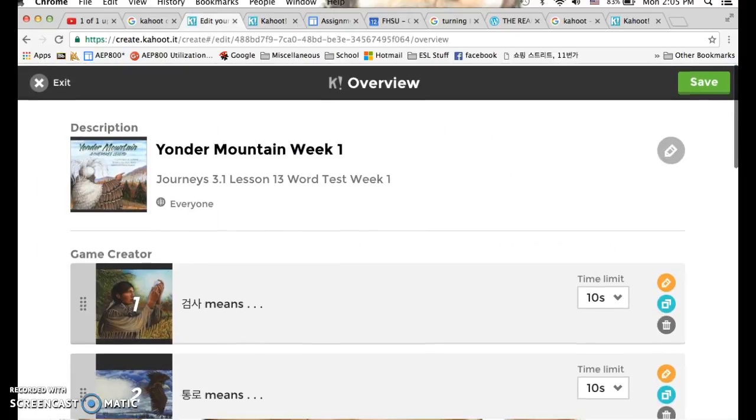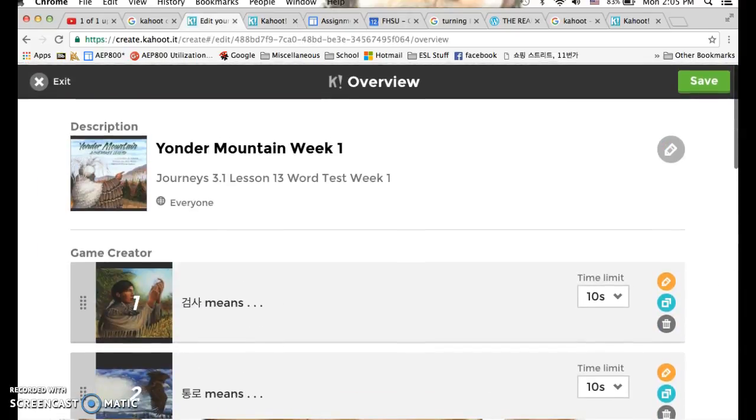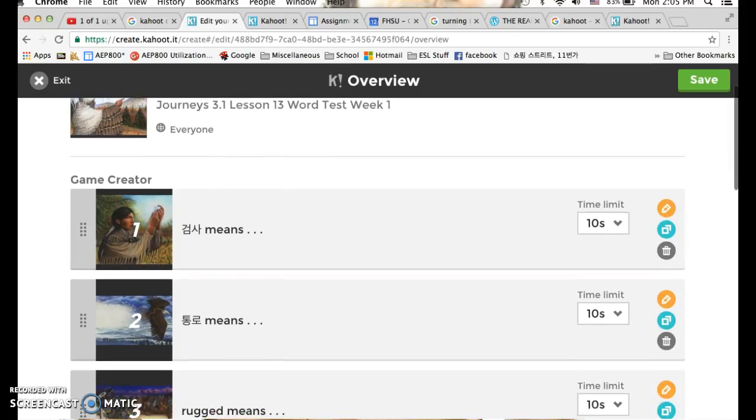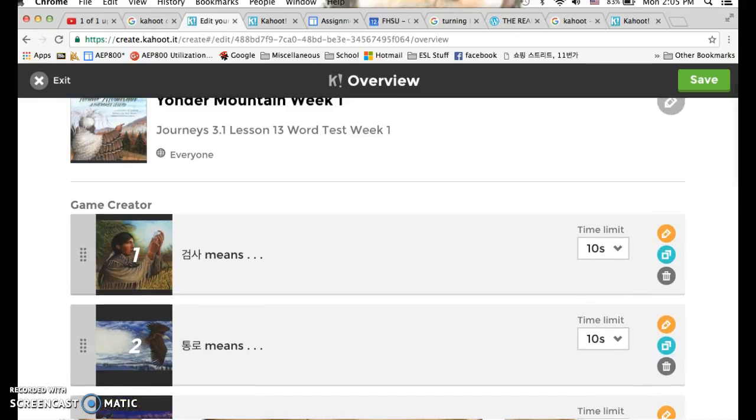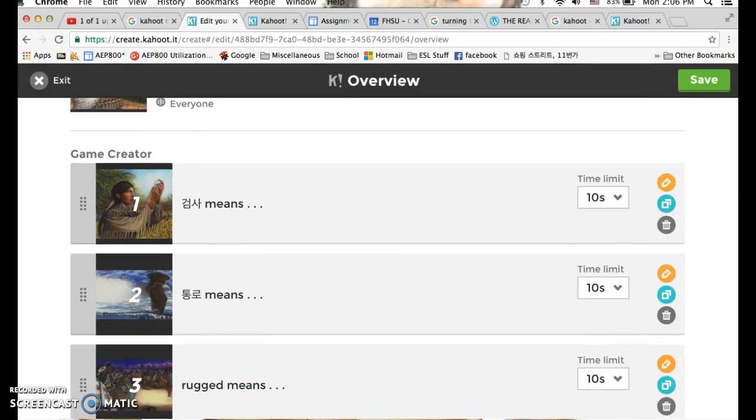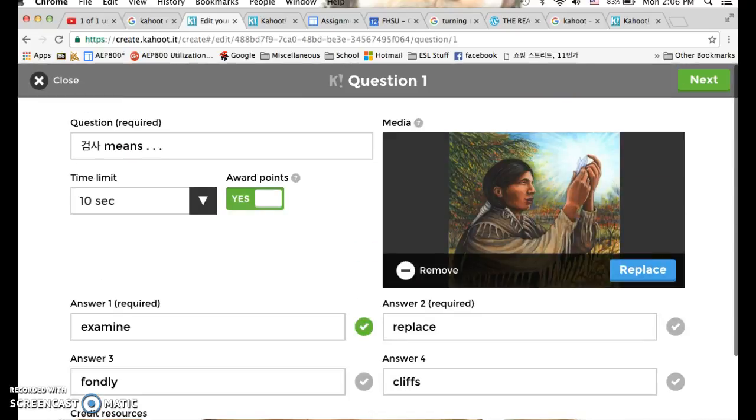So now we're in the Edit page, okay? I made one for Yonder Mountain. It's a journey story from the Basil Reader. And this is how you make one. So there are three different kinds. I chose one with a time limit, with four multiple choice questions, four multiple choice answers, excuse me, and a time limit. So I can select how long the kids get to answer.